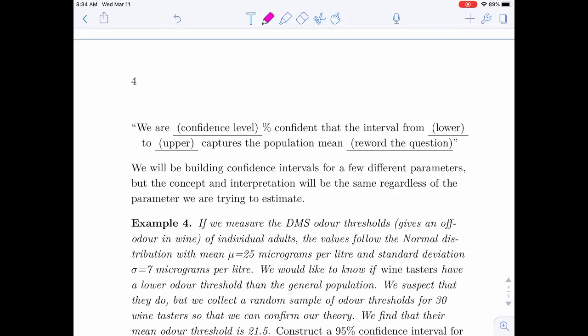Here, you just reword the question, because the question will say construct a 95% confidence interval for the mean heights of everyone at Okanagan College. That's the population mean heights of people at Okanagan College. So you just reword the question as an answer, essentially.